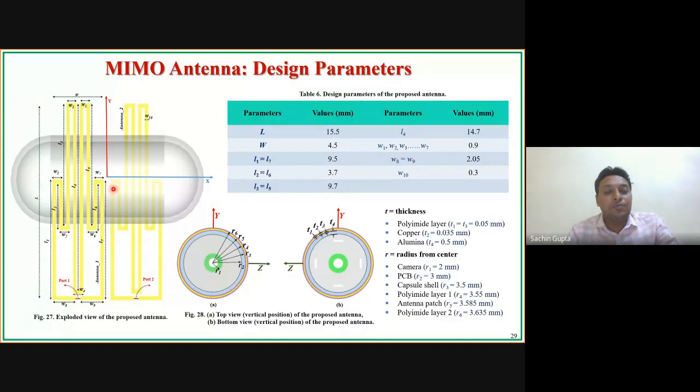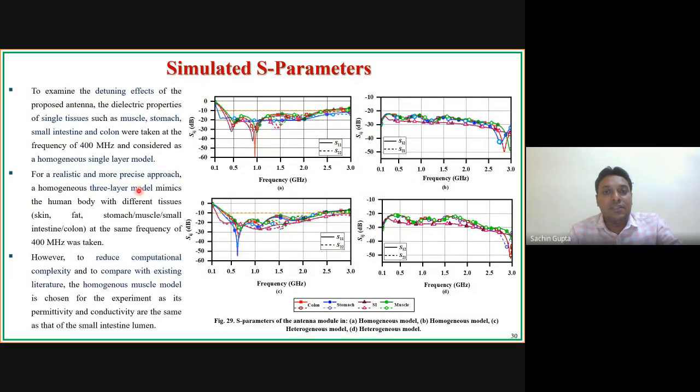These are the simulated S parameters in different models, homogeneous as well as heterogeneous. So here we can see S11 and S22. S21 and S12 represent the isolation between antenna element 1 and antenna element 2. And S11 and S22 represent the reflection coefficients of this antenna, port 1.